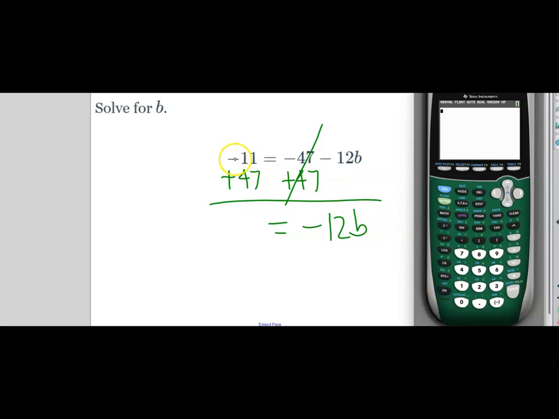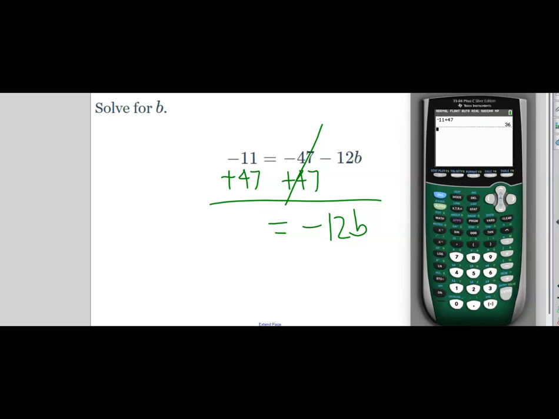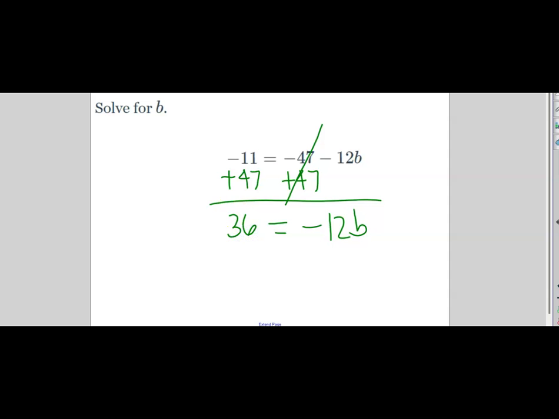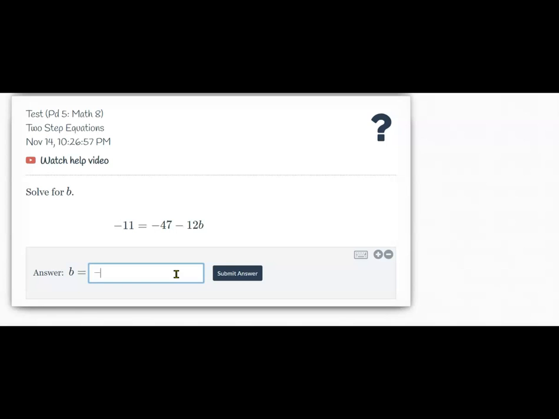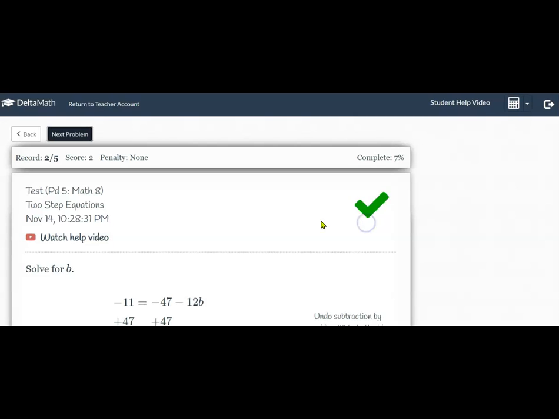Notice the top number says negative 11. So use your negative sign, and then because this says plus 47, I'll type plus 47. Now remember, the opposite of invisible multiplication is division. Divide exactly by this coefficient. So divide exactly by negative 12, leaving your b alone. 36 divided by negative 12 is negative 3. Let's type that in here. And that is how you solve two-step equations.